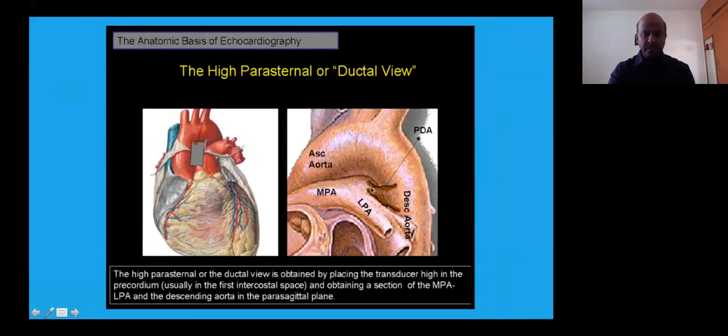As you can see, it's close to the left pulmonary artery origin, and you put the probe fairly higher up, placing the transducer high in the precordium, usually in the first intercostal space, and obtaining a section of the MPA, LPA, and the descending aorta in the parasagittal plane.